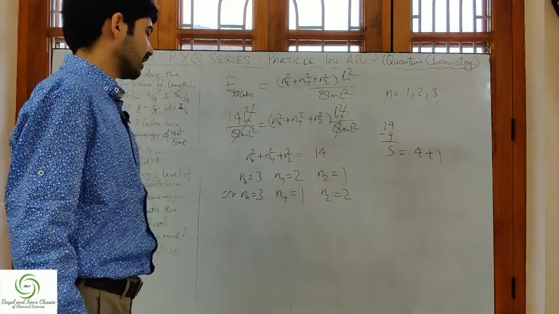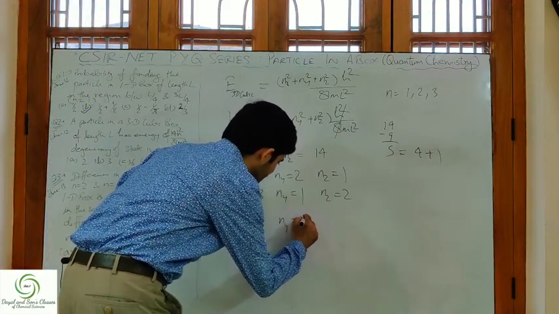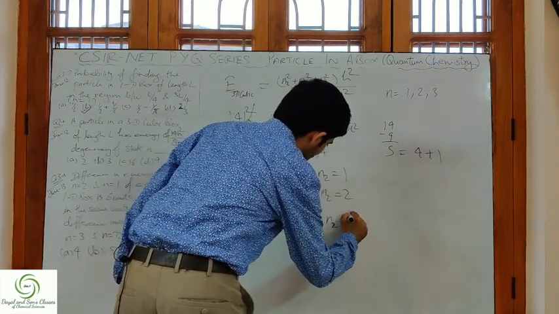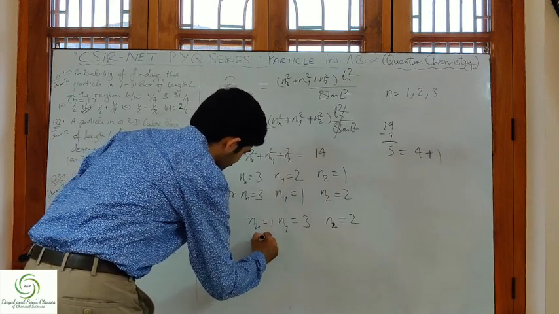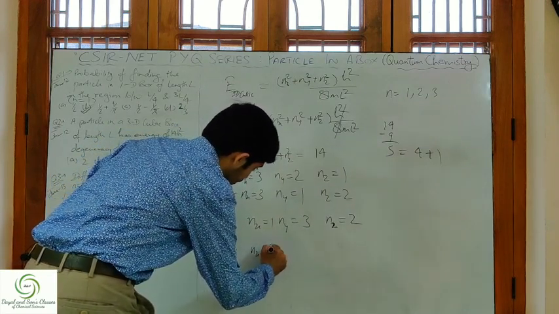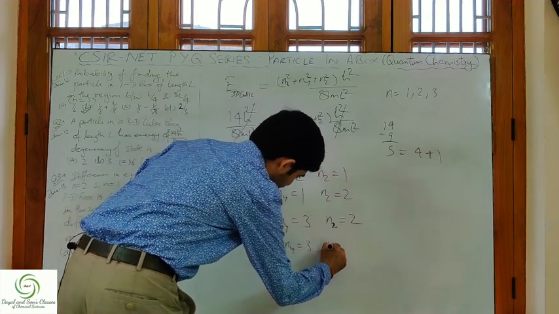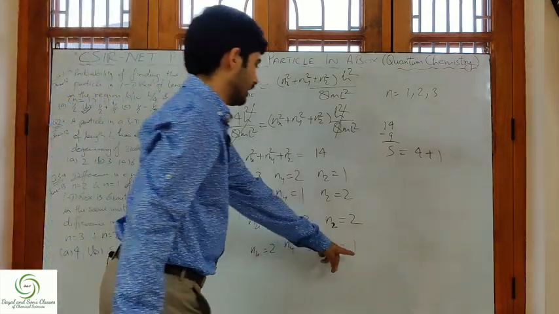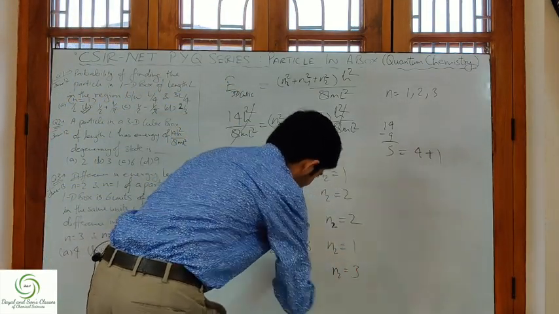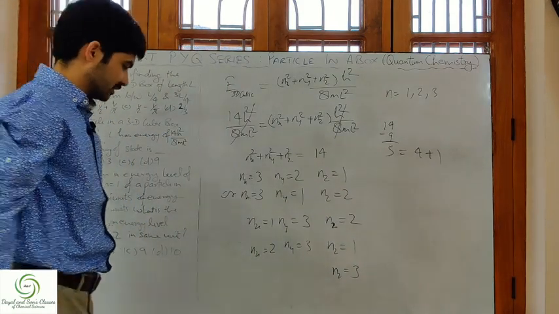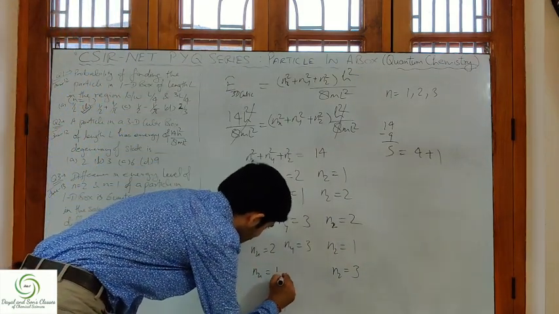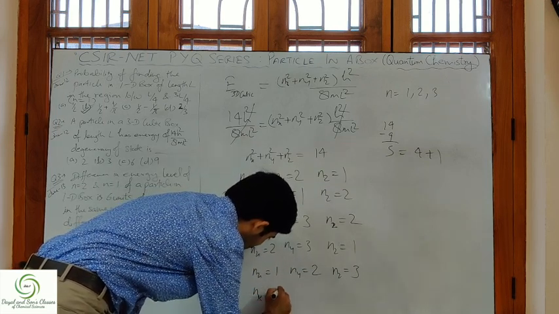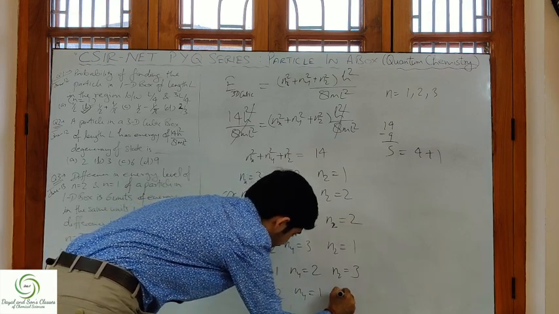Now if I say that ny is equal to 3, then what can happen? Either nz is equal to 2 and nx equal to 1, or nx is equal to 2 and nz will be equal to 1. And if you take nz equal to 3, then nx is equal to 1 and ny equal to 2, or nx is equal to 2 and ny equal to 1.